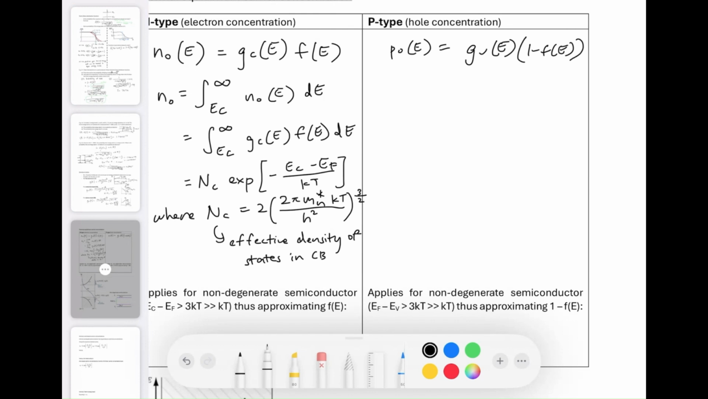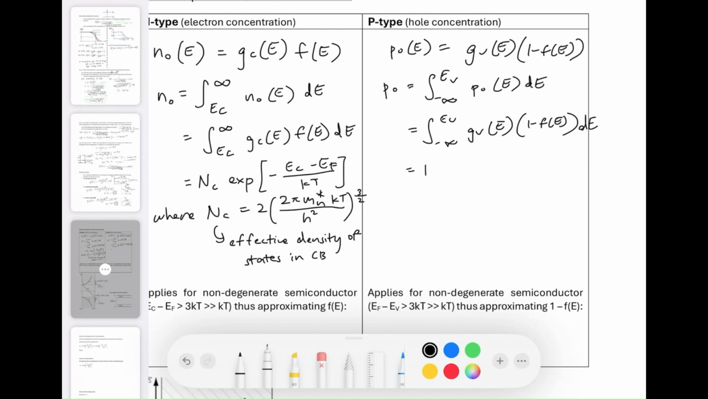So again this is at a single energy, so to find the thermal equilibrium hole concentration in the valence band, we need to do an integration. So this time we'll integrate from negative infinity to the top of the valence band, or EV. So this is equal to this. So again, it's around the same. And both of these formulas are given in your formula sheet. But again, you still have to know the derivation, although it's rarely tested.